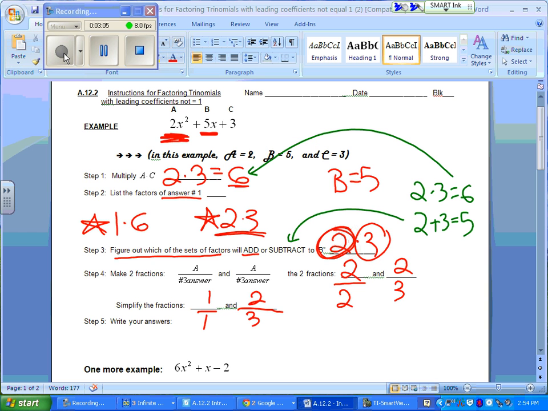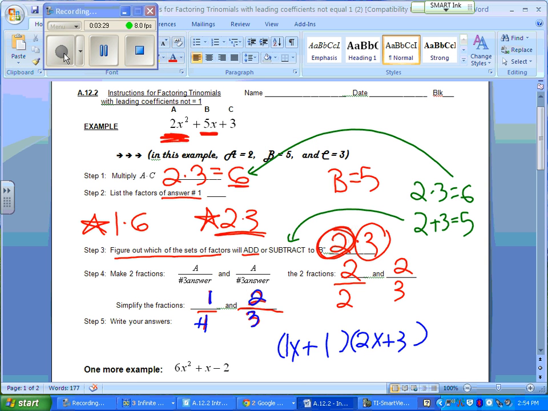So the last part is writing your two binomials. And this is the simplest part. This is going to be the 1x, and this is going to be a 1. And it's plus 1 because this 1 is positive. There's nothing there, so it means it's already positive. The second term, we have 2x and a plus 3.